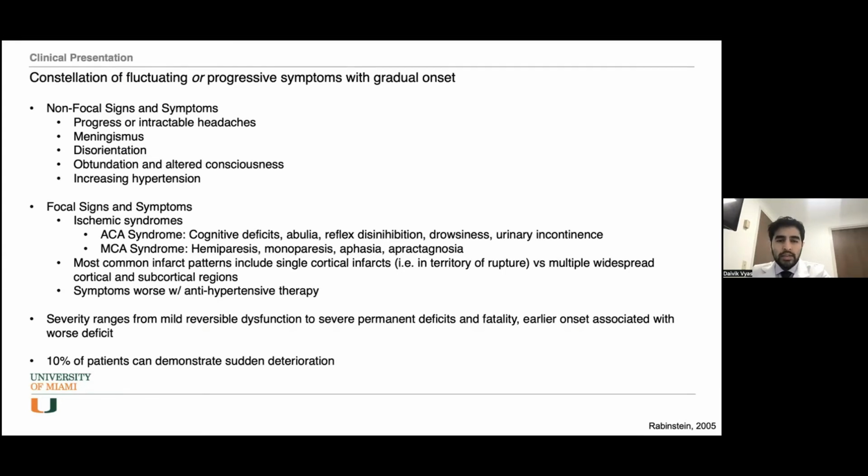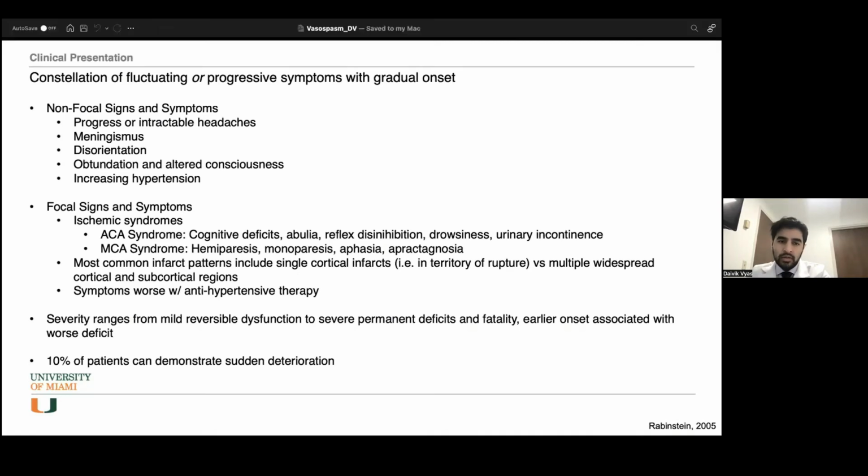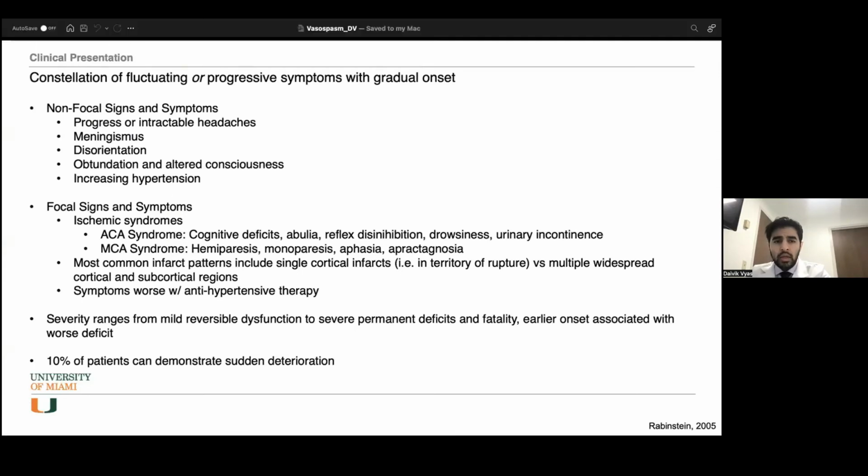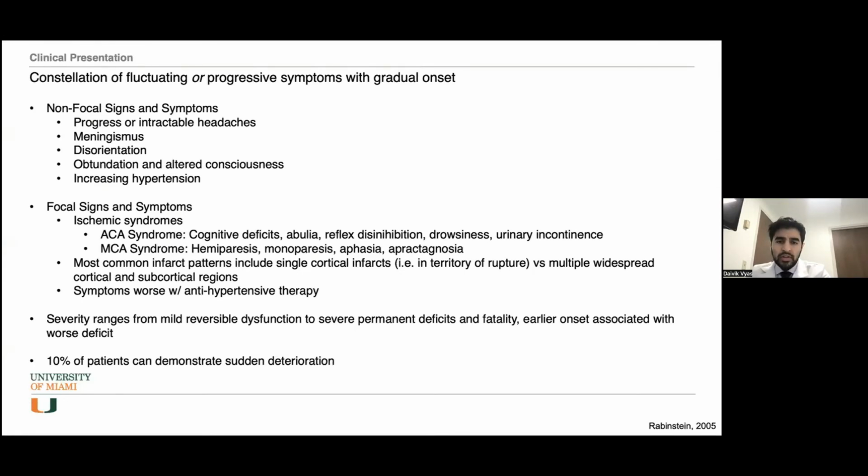Other focal signs and symptoms include an ischemic syndrome. So you can have an ACA syndrome in the case of ACOM aneurysms that includes cognitive deficits, abulia, reflex disinhibition, drowsiness, or even urinary incontinence. Or you can have a classical MCA syndrome, which includes hemiparesis, monoparesis, aphasia, or in non-dominant hemispheres, apractic nausea. The most common infarct patterns include single cortical infarcts, like I mentioned earlier, or multiple widespread cortical and subcortical infarcts, which would be diffuse vasospasm and can be a clinically deadly entity.